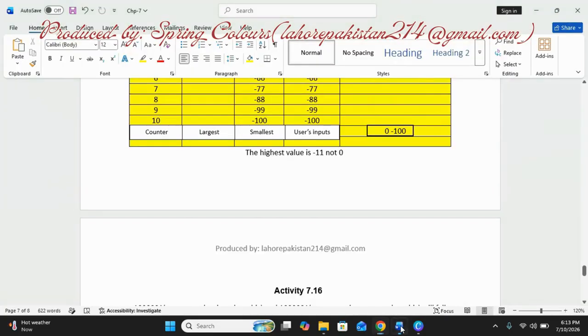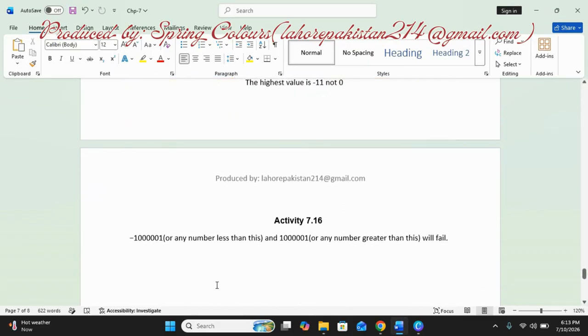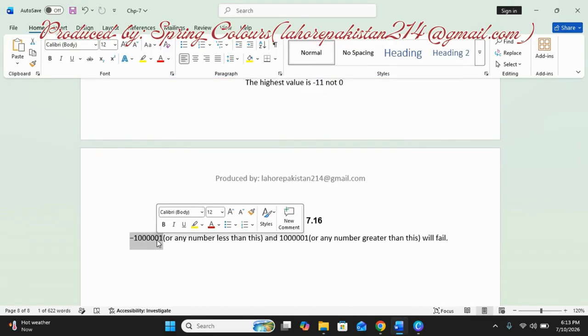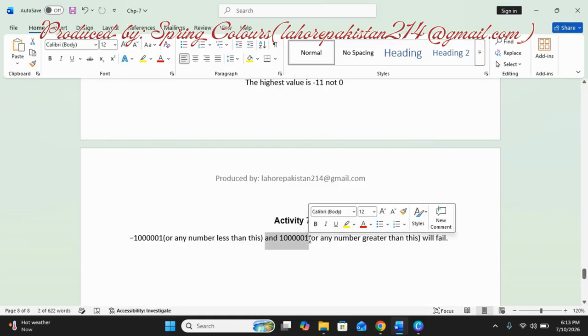So this is going to be our answer: the pseudocode will not be able to tackle minus 1 million one or any other value lesser than minus 1 million one, and the pseudocode will not be able to tackle plus 1 million one or any value greater than plus 1 million one. So this was activity 7.16.